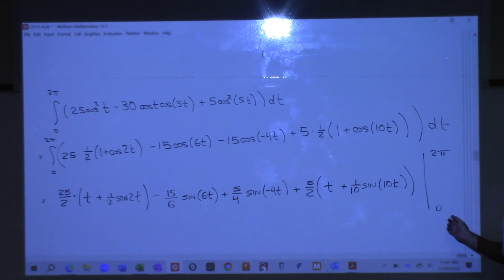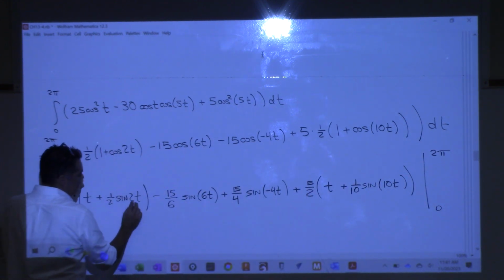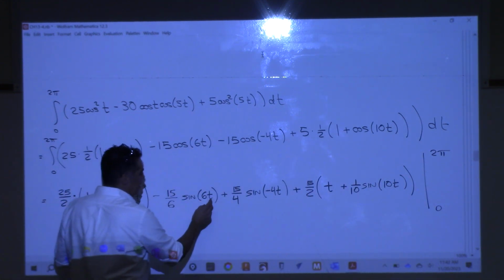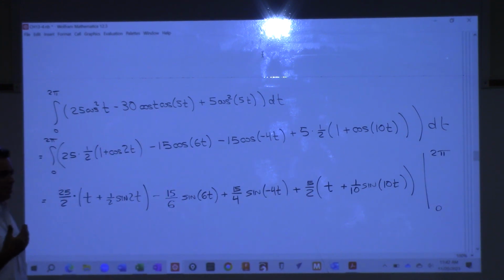So when I plug 2 pi into here, that's 4 pi, 0, right? 2 pi into here, it's 12 pi, 0, 0. So we're getting no contribution from the sine pieces at 2 pi and 0, are we? Even if we did, they would cancel each other out, right?